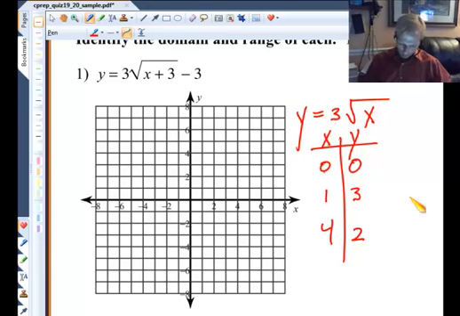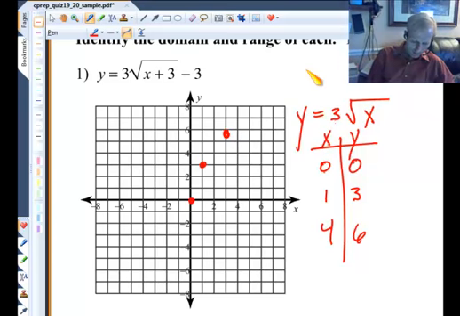So now let me graph those 3 points. And 4, 6. Just like that. Connect the dots with an arc shape that starts at the origin. And now I need to decide what the shift is going to be. So if I add 3 to both sides of the equation, I get y plus 3 equals 3 times the square root of x plus 3.